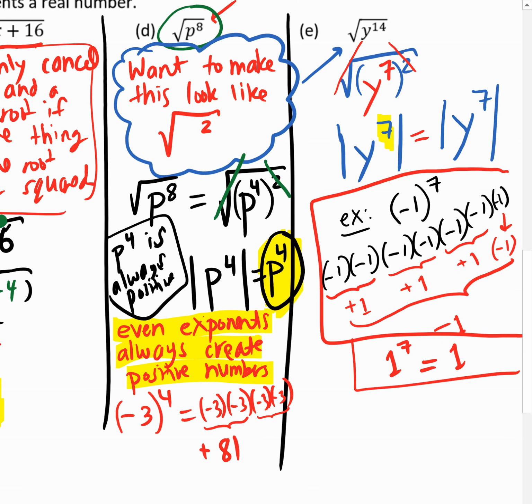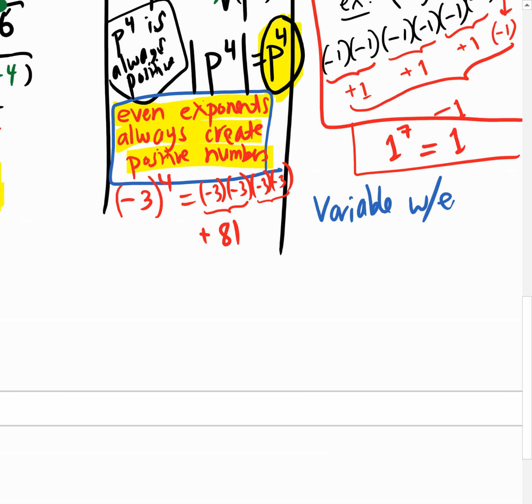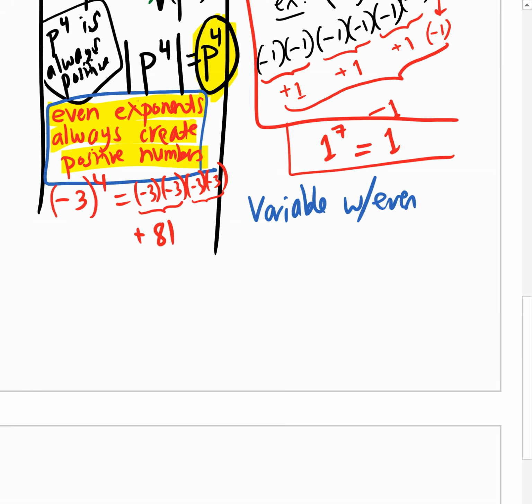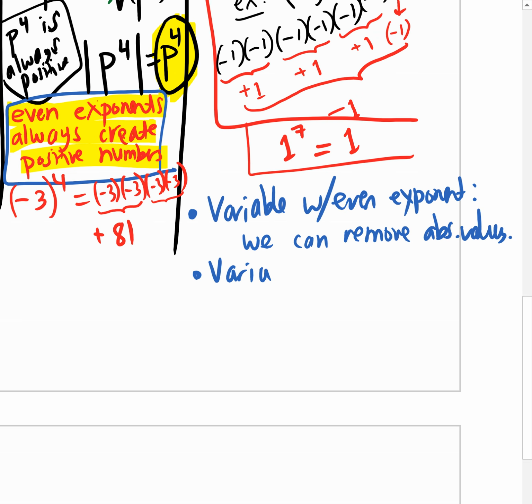So that's the lesson here: if you have a variable with an even exponent, you can get rid of the absolute values. Maybe I'll write that down. A variable with an even exponent, we can remove absolute values. But if it's a variable with an odd exponent, we cannot.